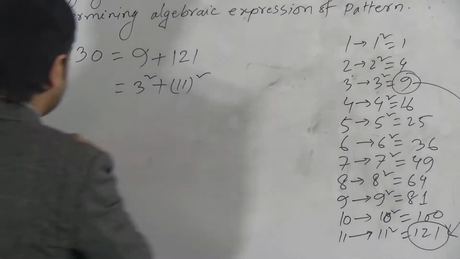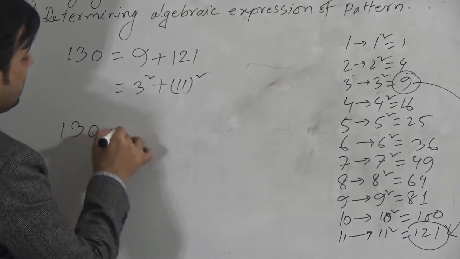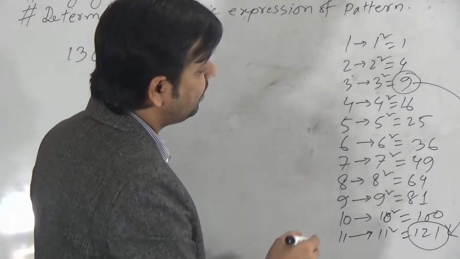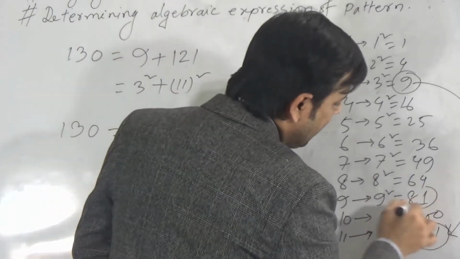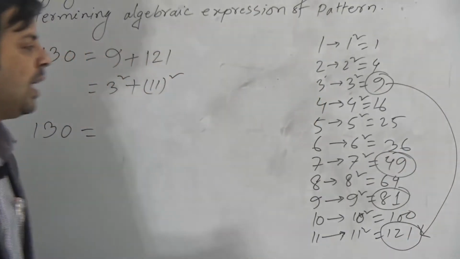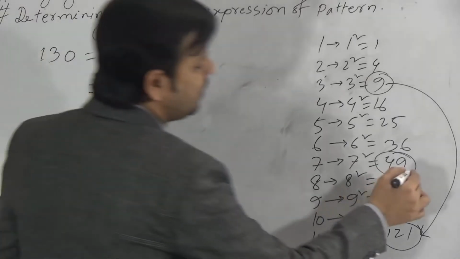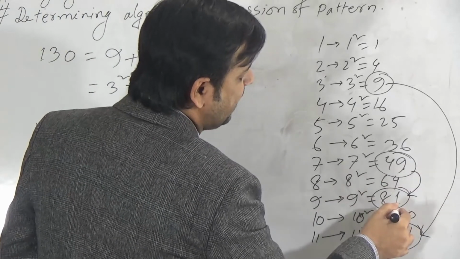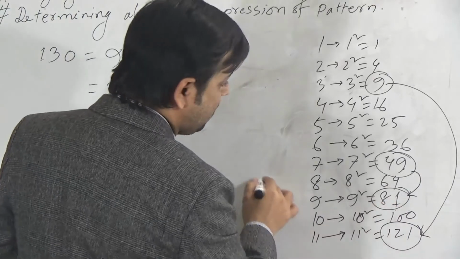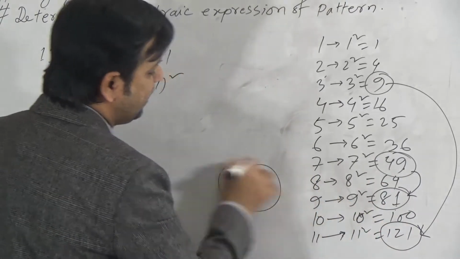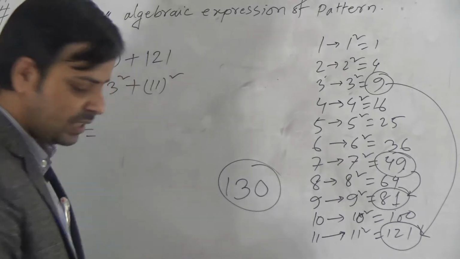We can express 130 using other two numbers also. Now you can see 81 and 49. If you see 81 and 49, what will be the sum? The sum of these two: 9 and 1 is 10, so we write 0, and 8 and 4 is 12 and 1, 13, so 130. So the sum of these two is 130.